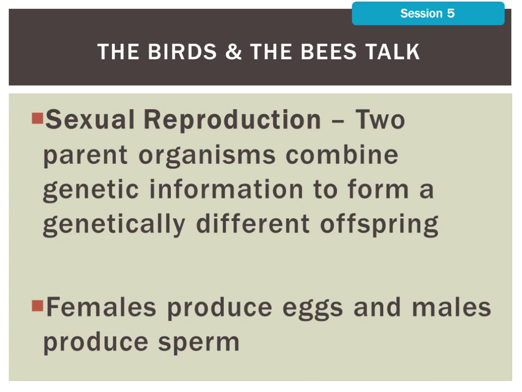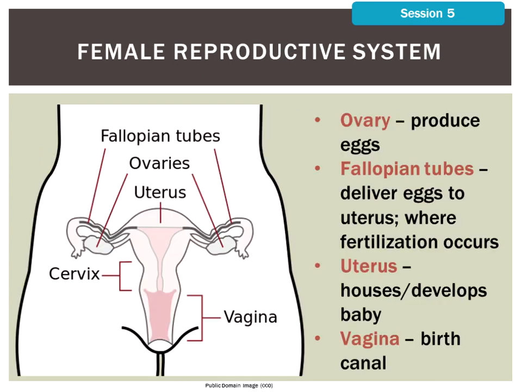So in humans, we use sexual reproduction to do that, which means that you have to combine the genetic information from two different parent organisms in order to get a genetically different offspring. So all human offspring are not identical to their parents. Females are going to produce eggs, which are the female sex cell, and males produce sperm. And each of those have half of the genetic information necessary for the offspring.